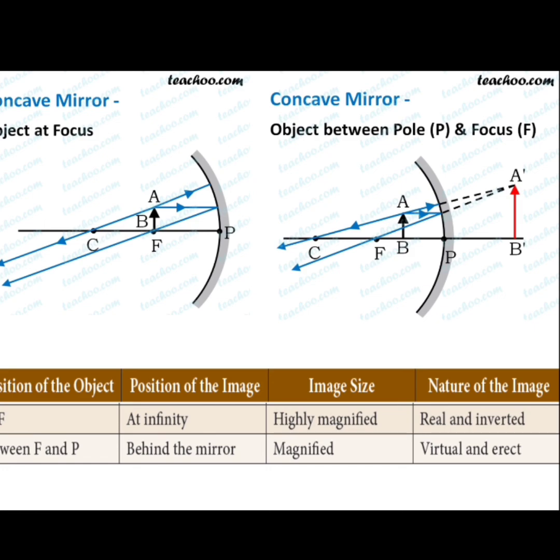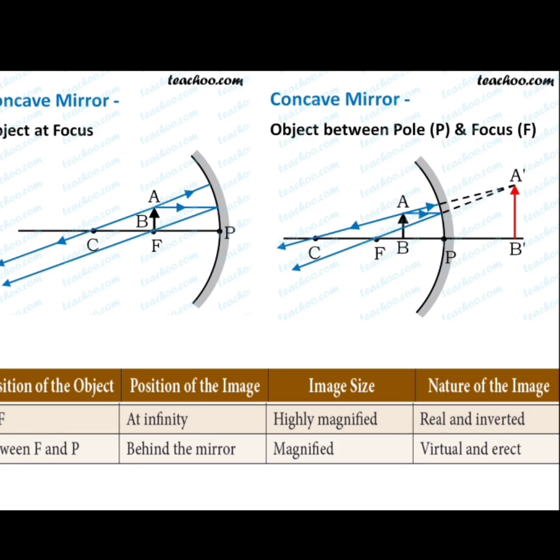The next one, object is placed at focus, that is F. You get the position of image at infinity. See here, it is not formed anywhere else, just goes on. Image size is highly magnified. Nature of the image is real and inverted.